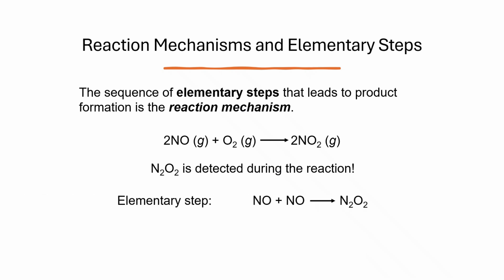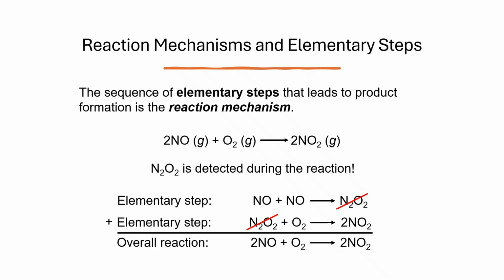This led to the proposal that an initial elementary step could be the collision of two NO molecules to form N2O2, which in turn provides a reactant for the second elementary step where N2O2 collides with O2 to form the product. Something interesting is happening here. N2O2 is formed in step 1, consumed in step 2, and therefore does not appear, as expected, in the overall reaction.